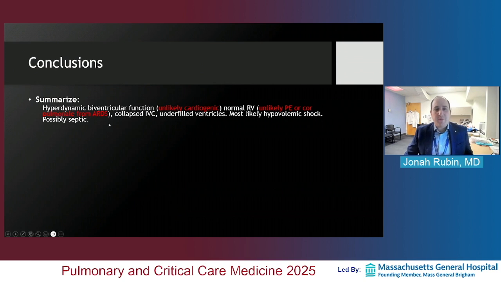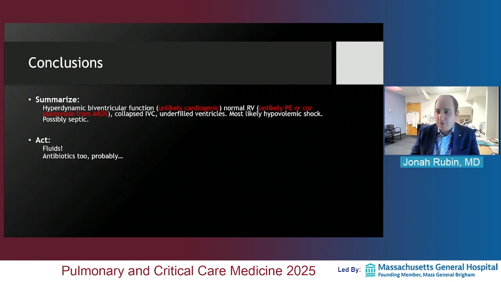If a patient here has got hyperdynamic biventricular function, so it's probably not cardiogenic shock. They've got a normal RV, so it's probably not a PE or cor pulmonale from ARDS. They've got a collapsed IVC, underfilled ventricles. So this is most likely, I shouldn't say possibly, most likely hypovolemic or septic shock, right? You've got hyperdynamic function. And so this is a patient who you're probably going to give fluids to.